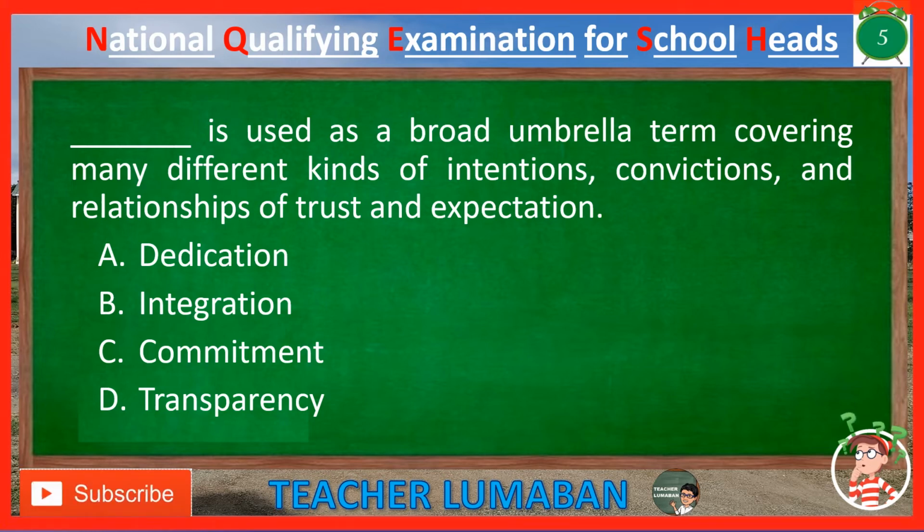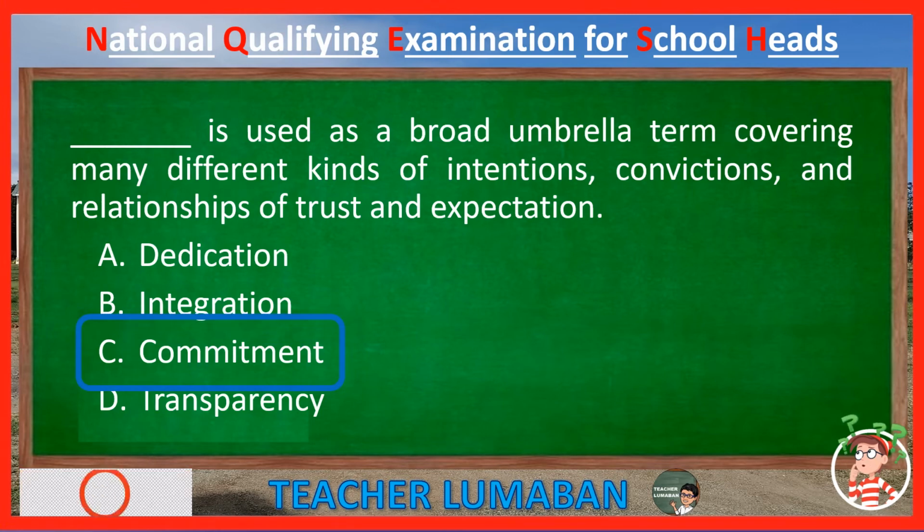5, 4, 3, 2, 1. The correct answer is letter C, Commitment. Commitment is used as a broad umbrella term covering many different kinds of intentions, convictions, and relationships of trust and expectation.